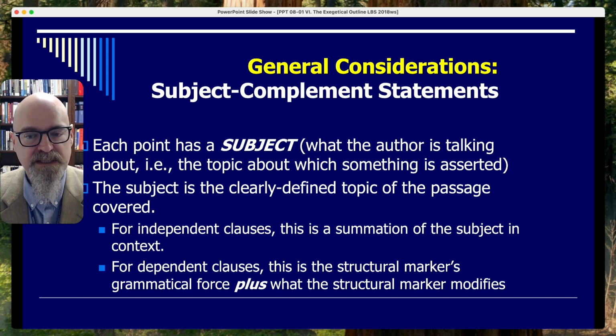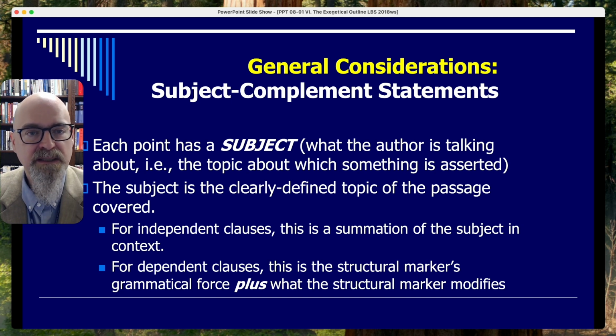For independent clauses, that's going to be a summation of the subject in the context. And we'll talk through some examples of how to do that. And then for dependent clauses, that's usually the structural marker's grammatical force plus what the structural marker modifies. Now, this sounds a little bit weird, but once you see some examples and once we work through some, you will understand how this works. But keep in mind, what we are aiming for is proper detail. Oftentimes, the subject is poorly written if it is too general.